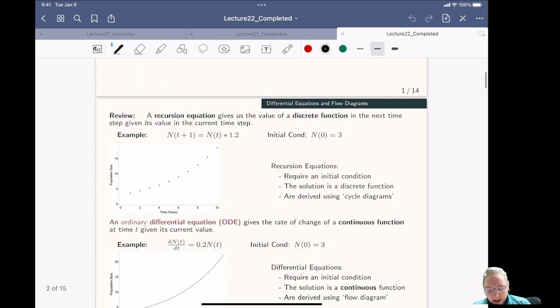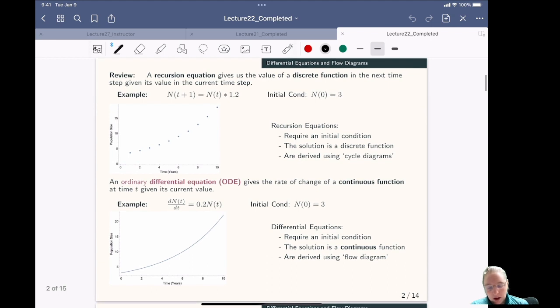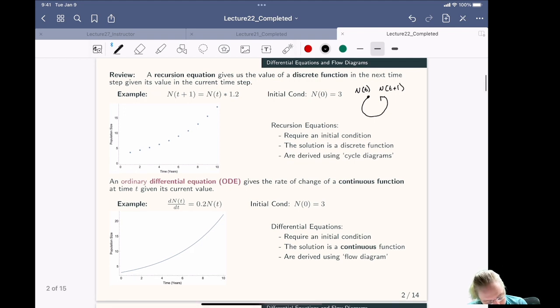So, let's think about how we thought about recursion equations. Recursion equations, remember, describe dynamics of everything that went in a circle or a life cycle. So we would have the quantity of something like n of t, and we would calculate what it was in the next time step. This is useful for describing systems that have a cycle to them, like a life cycle or something that has a daytime, nighttime cycle. And the result of this is a discrete function.